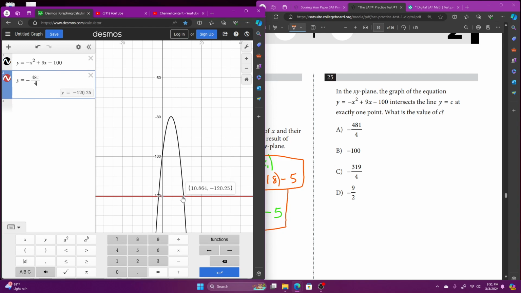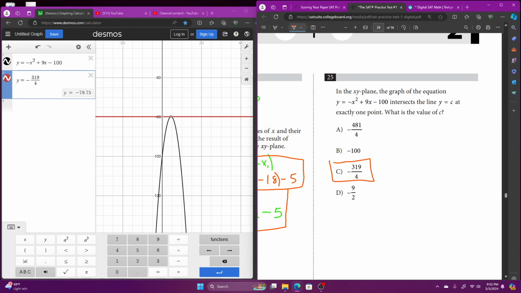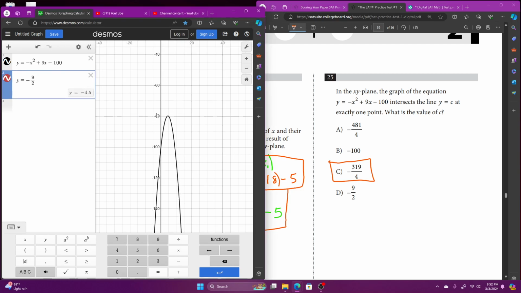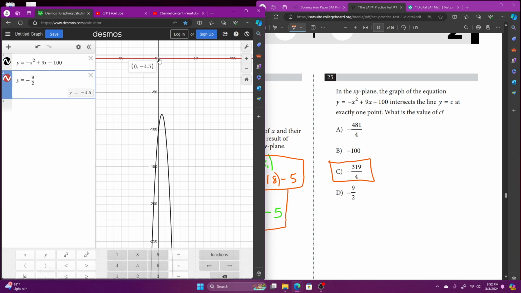Nope, that intersects 2 times. Negative 100 would intersect 2 times. Negative 319 over 4. There it is. It intersects exactly 1 time. And of course, negative 9 over 2 would not intersect at all. It's way up there. So that is our correct answer for number 25.